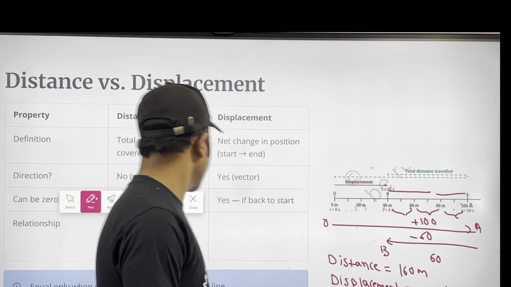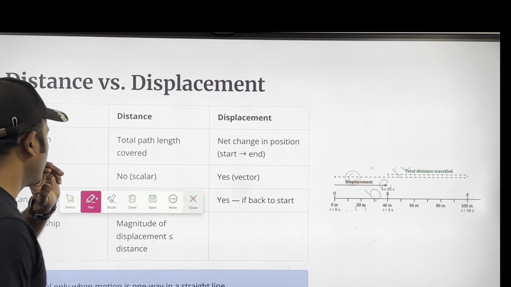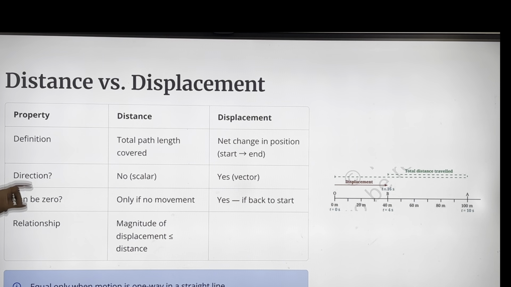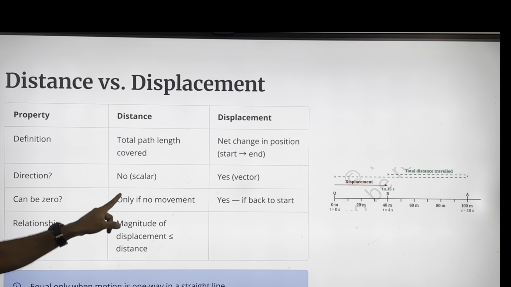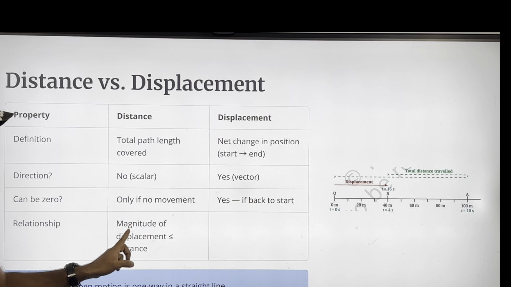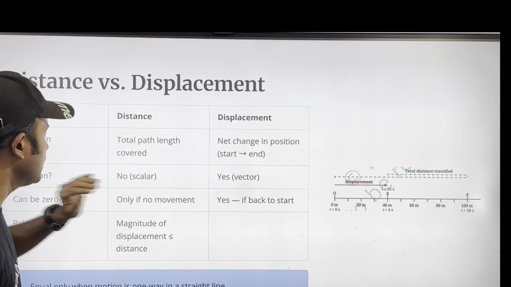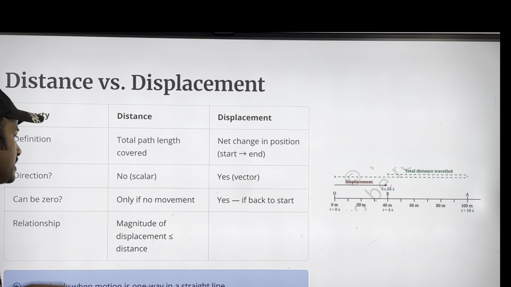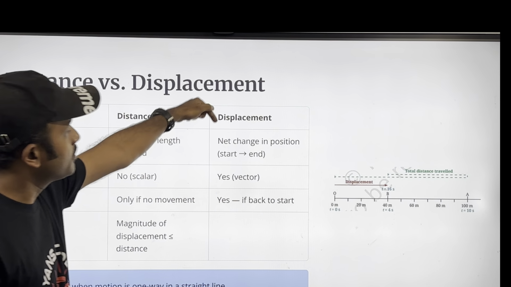Right? Okay. So from this we observe that the distance is always positive. It is a scalar quantity and it cannot be 0. Only if there is no movement, in that case only you have to consider it is 0. Relationship. Okay. Now you come to here.